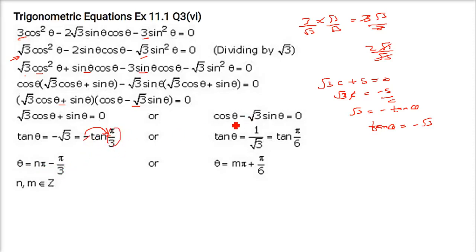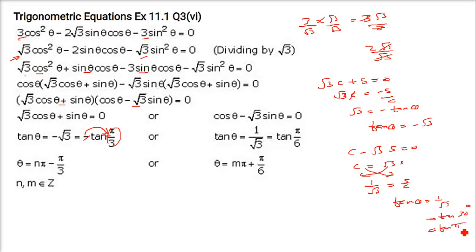Here cosθ − √3 sinθ = 0, again same thing. cosθ will be equal to √3 sinθ, and this √3 you take here, cos here. So 1 by √3 will be equal to sin by cos. So tanθ is 1 by √3. 1 by √3 is what? It is tan 30 degrees, or tan π/6. So you have tanθ as tan π/6. So the simple solution is θ = mπ + π/6. Here you have to take m, here you have to take n.